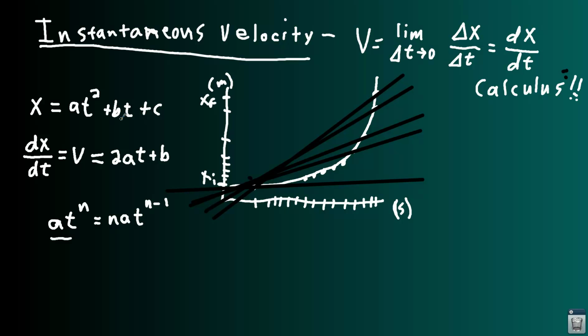Now what about this bt term? Well, n for this term was originally 1, so we bring that n term to the front, so there's the 1 here. And then this becomes n minus 1, or 1 minus 1, which is 0. And t to the 0 is also 1. So we're just left with b times 1, or b.